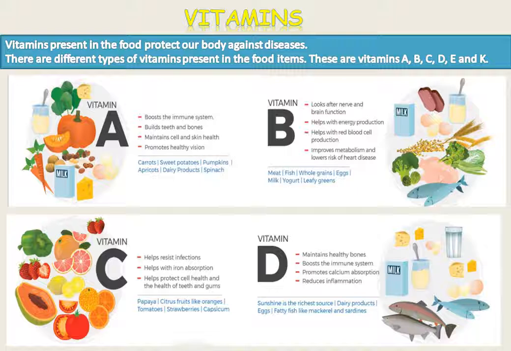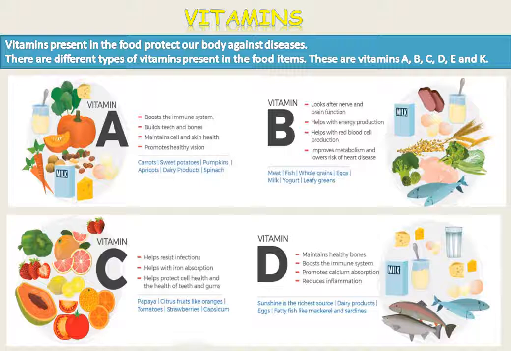Then let's see about vitamin D. It maintains healthy bones. It will help the bones to stay strong. Also, it boosts the immune system. Then it promotes calcium absorption. We will see what calcium is. Then it reduces inflammation. Vitamin D also helps the digestion process to get faster and faster. Below it is written the important food items rich in vitamin D, which are the sunshine.